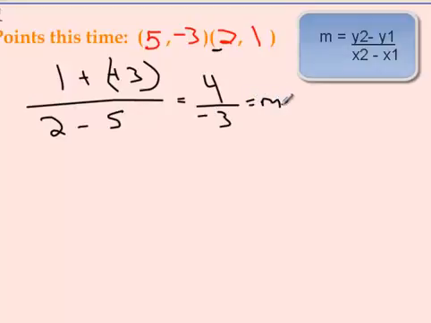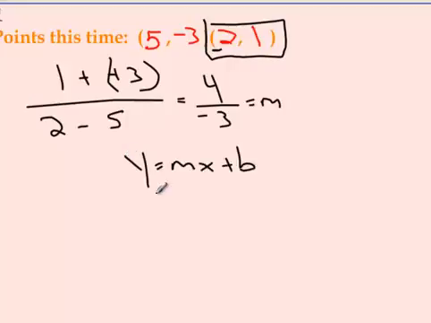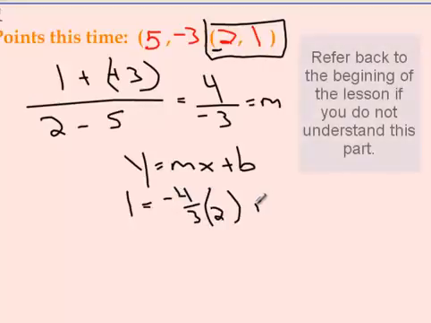And I can't do anything about changing that. Maybe you don't like that so much, but that's okay. And now we're going to do what we did in the last 2 slides. And to pick one of these ordered pairs, I'll probably choose the one with all positives. So we're going to use y equals mx plus b. The y value is 1, equals negative 4/3, and x is 2. Oh my goodness. Plus b, it's all over 1.